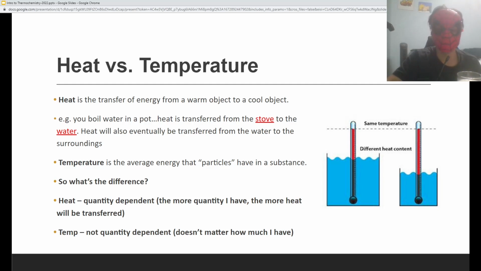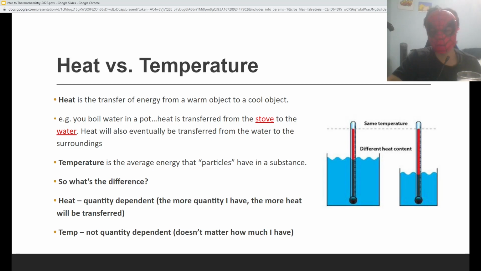Temperature, on the other hand, is a measure of the average kinetic energy that the particles in the substance have. It is not dependent on the quantity of the substance. So what's the difference between heat and temperature? Heat is a measure of the energy transfer that occurs as a result of a temperature difference and is dependent on the quantity of the substance.